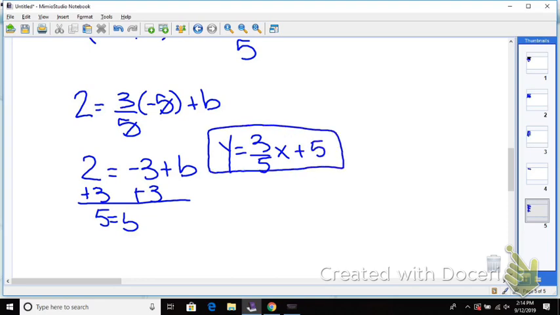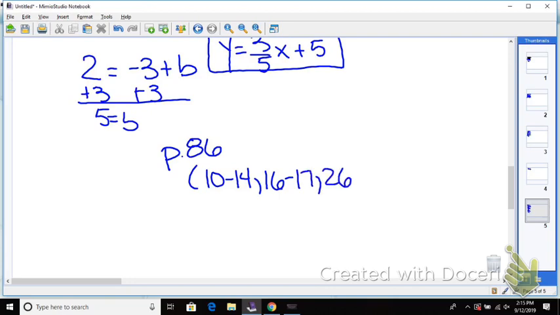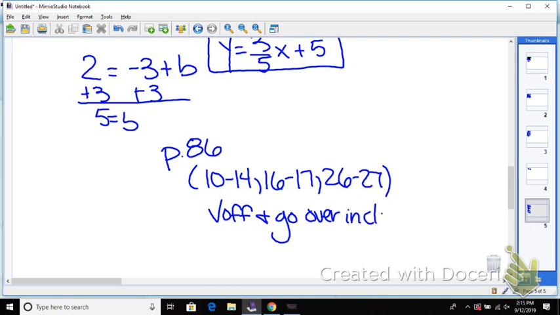Good enough? Okay, this homework assignment is actually just classwork. I'm going to check it off and go over it in class today. So make sure we get this done because we've got lots of time. You'll get it done. So we're going to do page 86, 10 through 14, 16 to 17, 26 to 27.